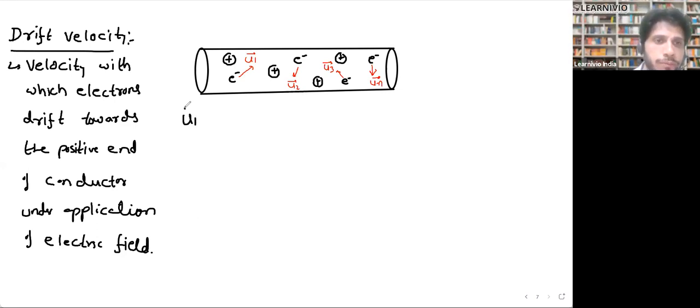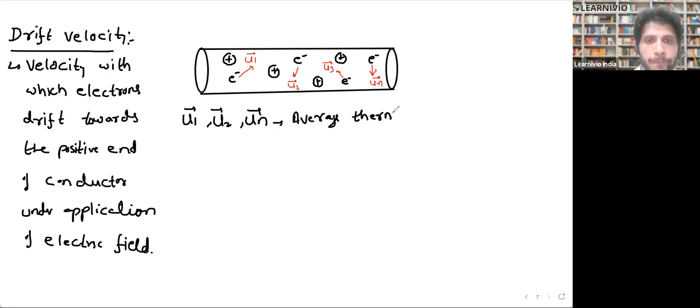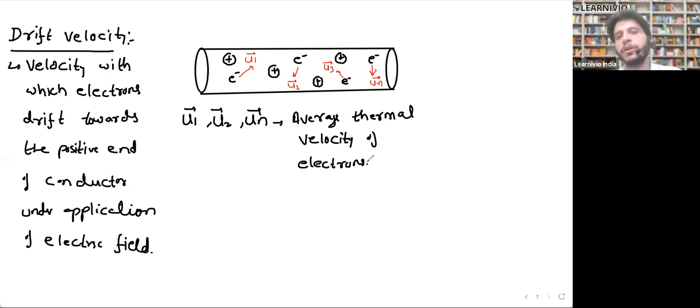So u1, u2, up to uN be the thermal velocities of electrons. These are the thermal velocities of electrons. So electrons are in motion due to thermal energy.